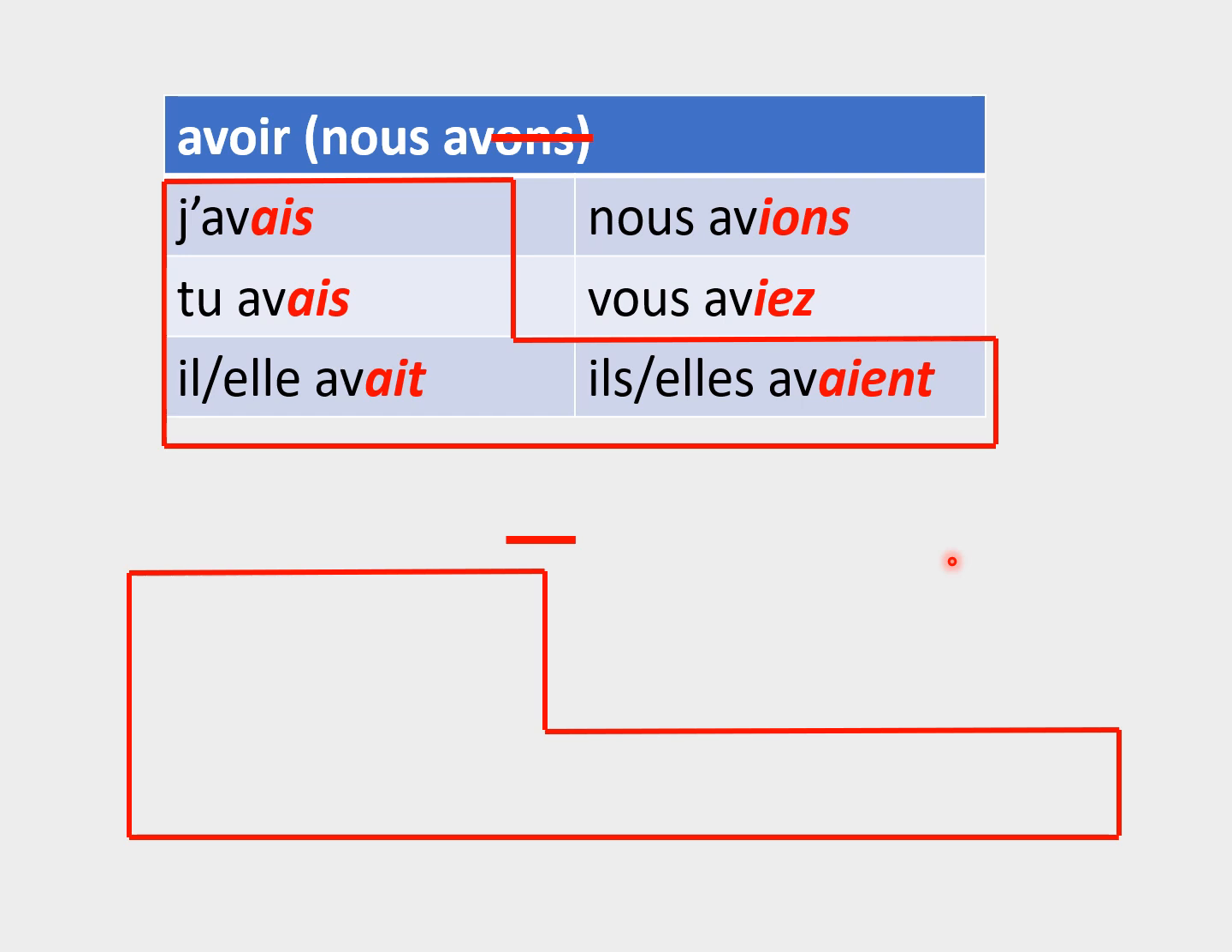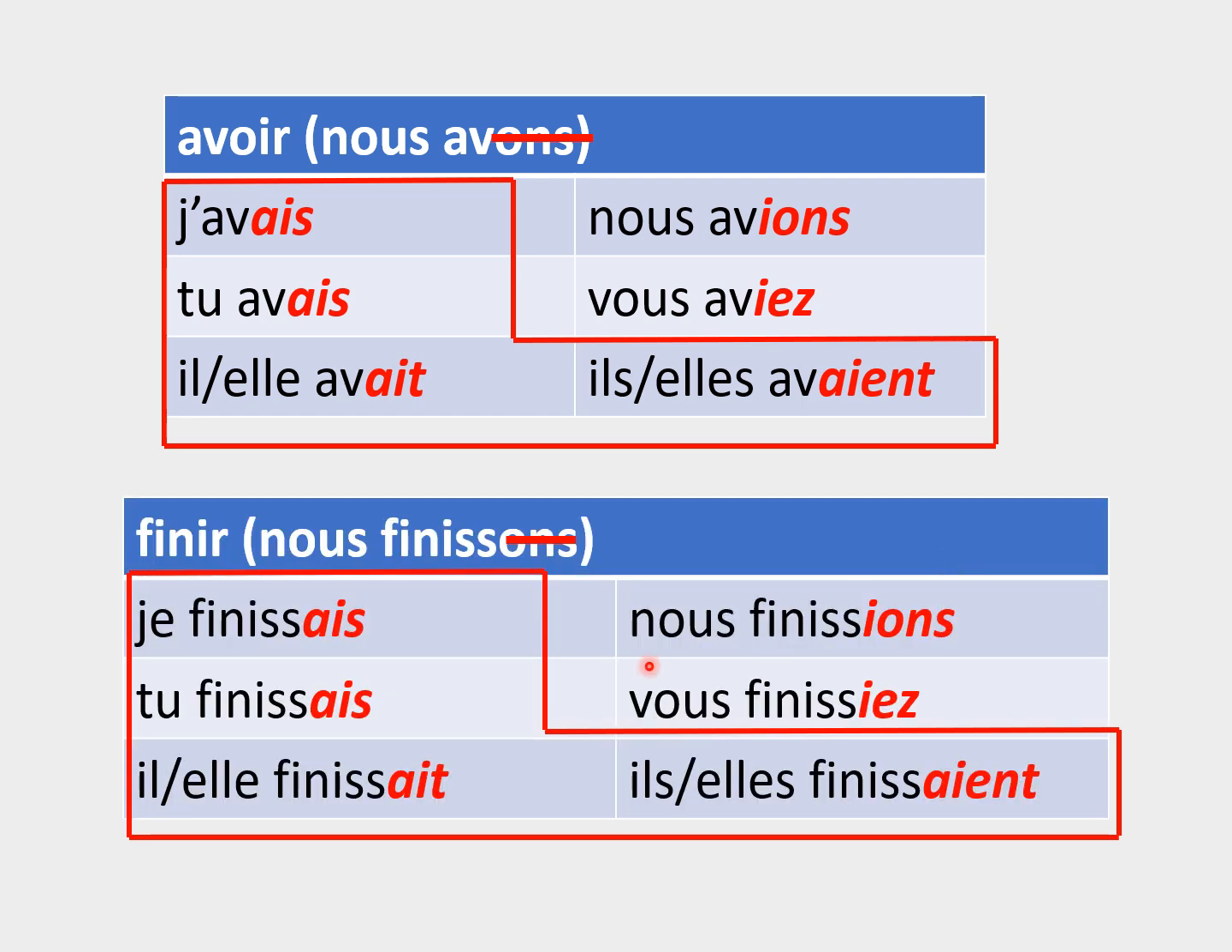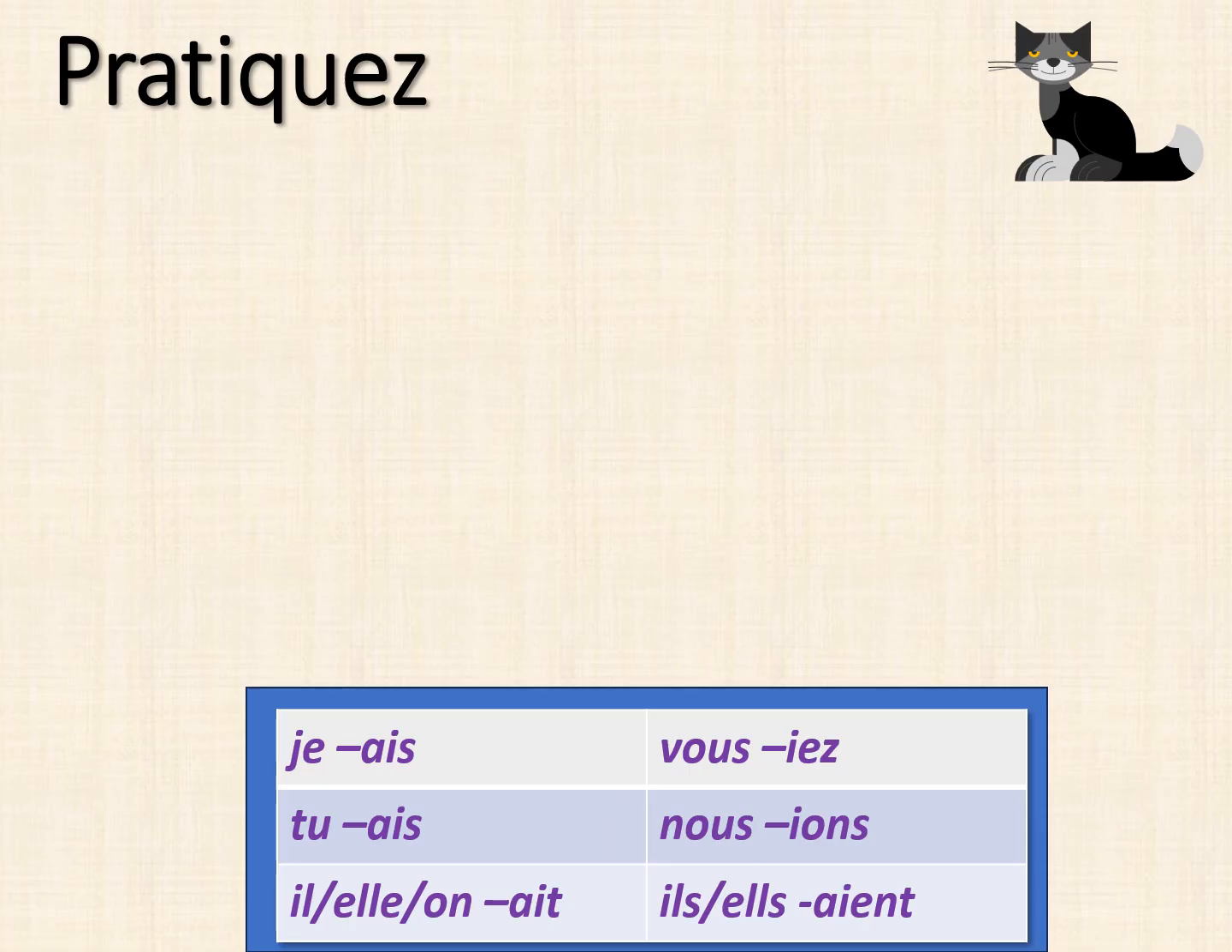For IR verbs, it looks a little strange because remember with the IR verbs in the present tense, in the plural, you add the ISS. So nous finissons, take off the ONS, and here is the root. Je finissais, tu finissais, il finissait, etc. So let's practice. Here are the endings.